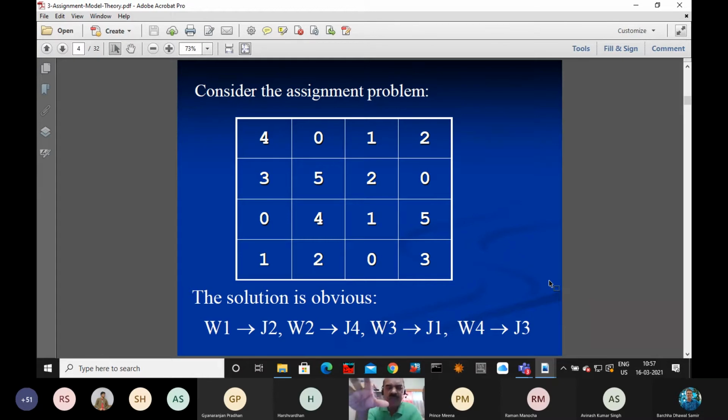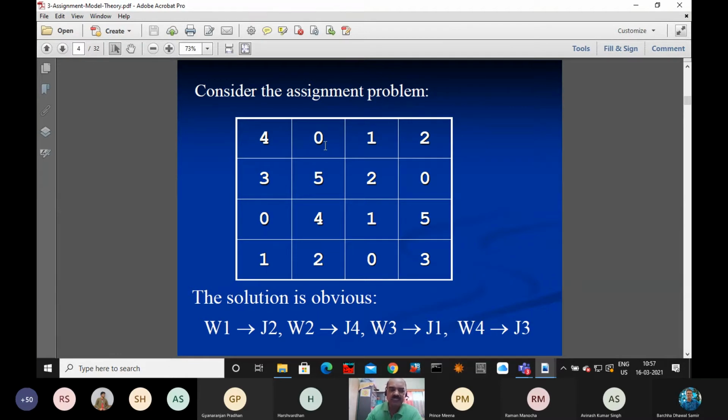So if you find this type of situation, what is that? In every row there is a 0. In every column there is a 0. We assign in this manner. What is the assignment? In the row wise, there are say workers. In column wise, there are say jobs. So we assign worker 1 to job 2.